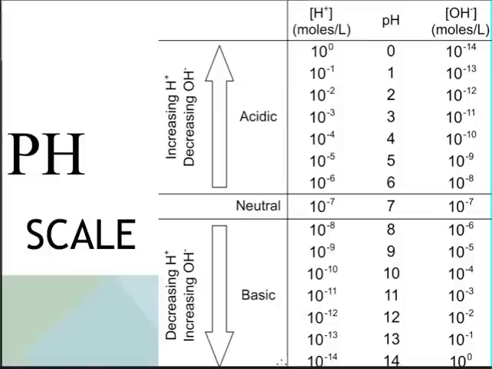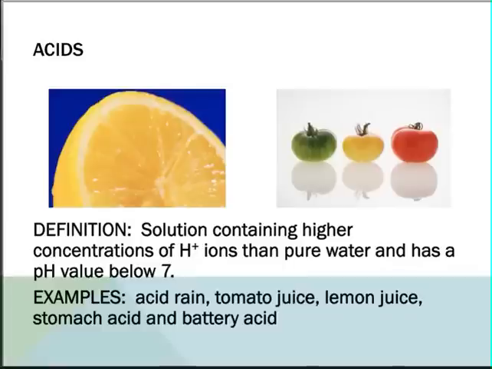Looking at the scale, it's a logarithmic scale, which means it's base 10. So if you look at the exponents here, they're all increasing by 1, but that's 10 times. So if you're at 1, you go up one number, it's times 10. So then 10 times 10, 100. 100 times 10, 1,000. So these increase by 10.